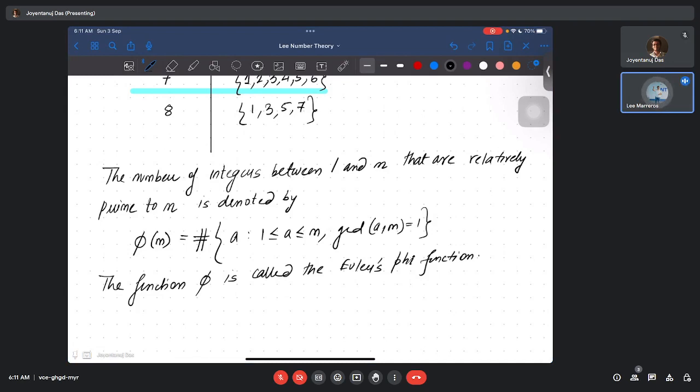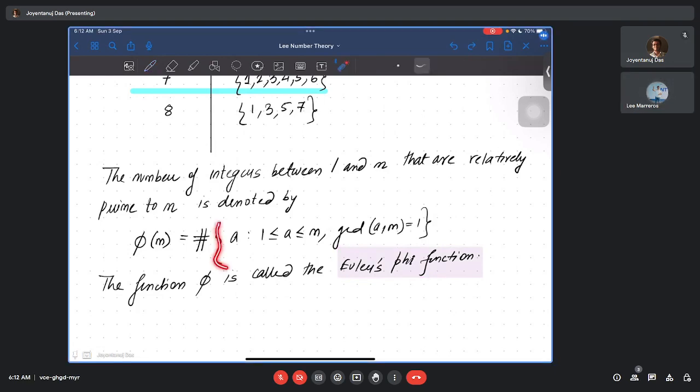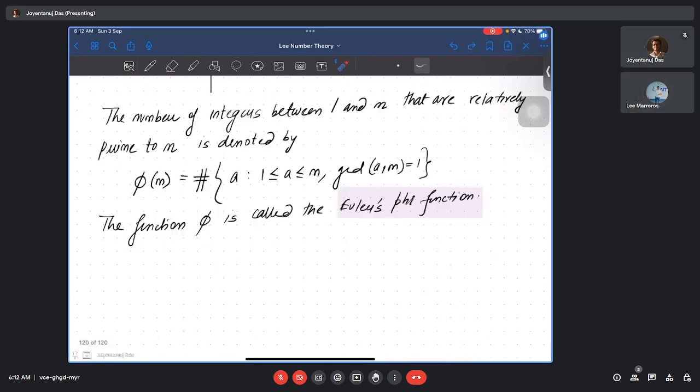So an integer between 1 and n such that its GCD with n is 1. This is a set, and we are taking its cardinality. Cardinality means the number of elements in that set. So that will be a number, and that is denoted by phi of m. So this is the name for the Euler's phi function.